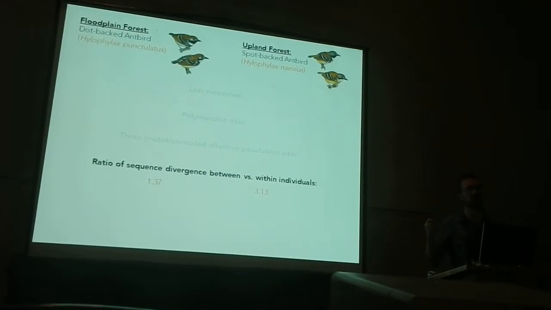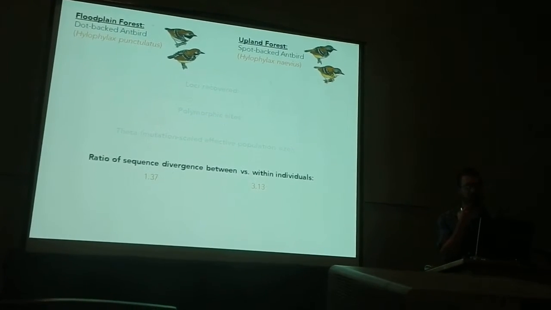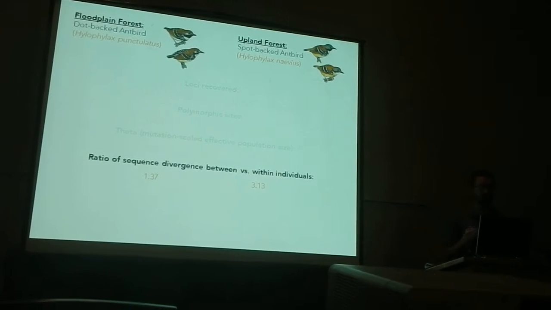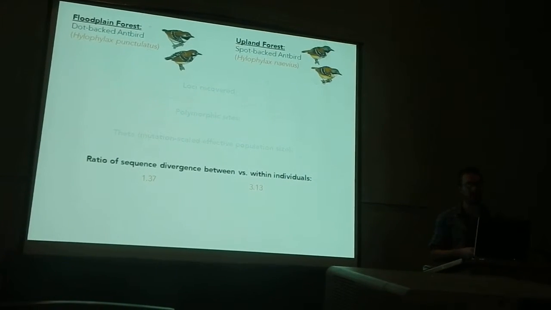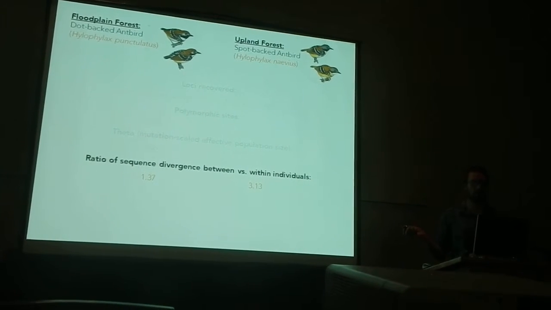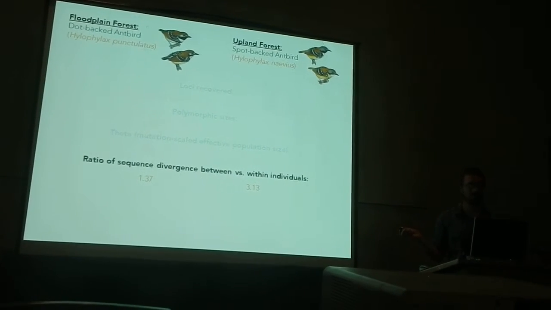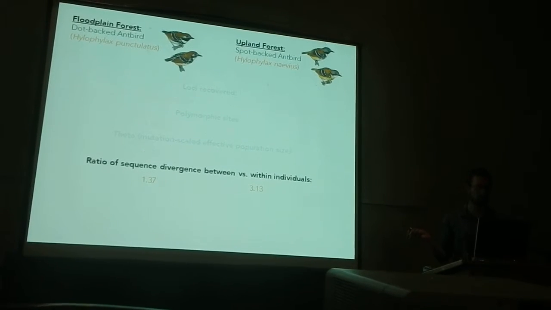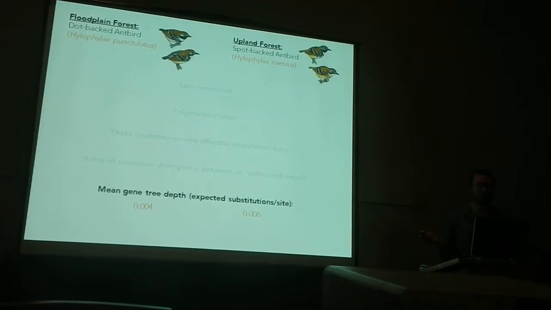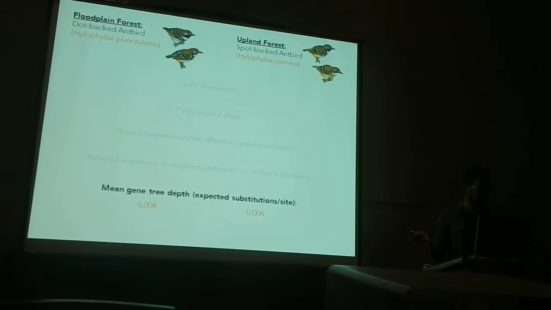As a sort of metric of divergence across the landscape, we use the ratio of sequence divergence between versus the two gene copies within individuals. And that ratio is again higher in upland forest, suggesting higher divergence across the landscape in the upland forest species here. Mean gene tree depth was also deeper in the upland forest species in this case.